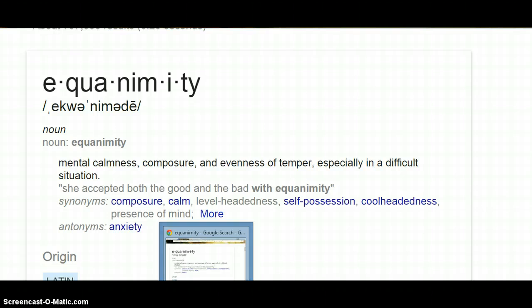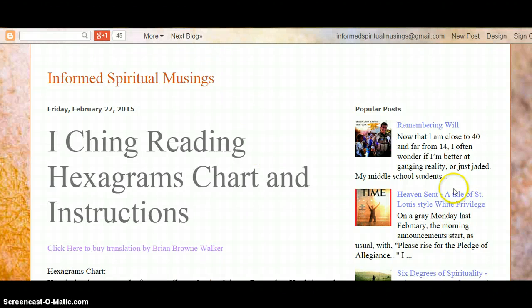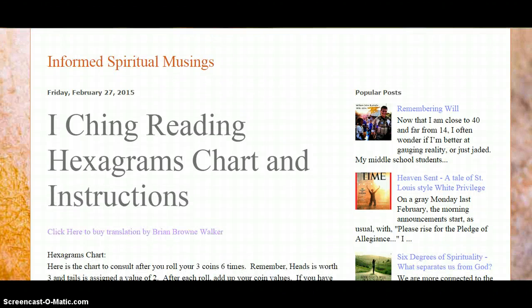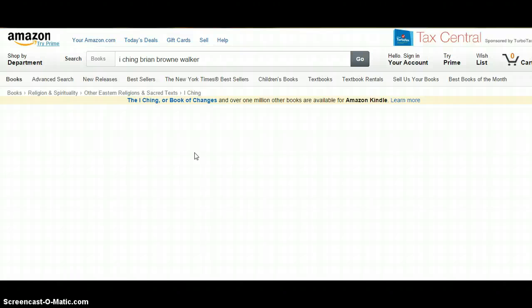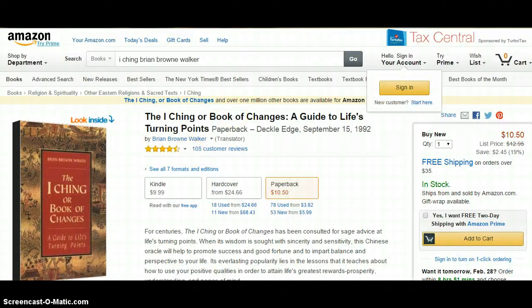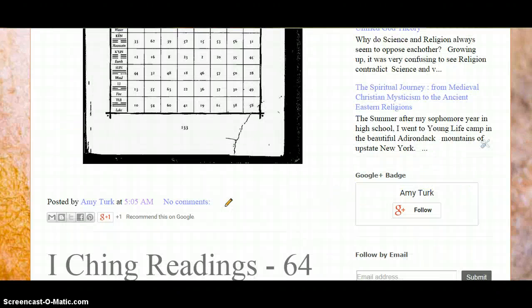Alright, so finally, what are you going to do once you get your 6 lines drawn, one on top of the other? You're going to consult the hexagrams chart. And I took all of the readings and this hexagram chart from the translation of the I Ching done by Brian Brown Walker. And you can follow this link to Amazon to buy his book. And then you can do all of this yourself. Alright, so the hexagrams chart, here it is.